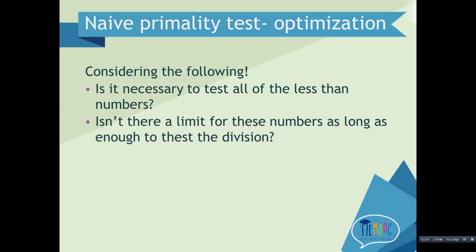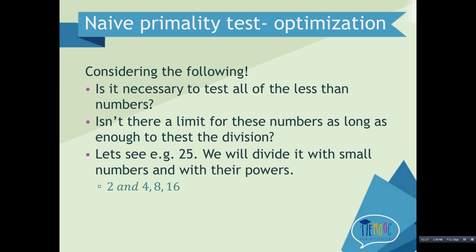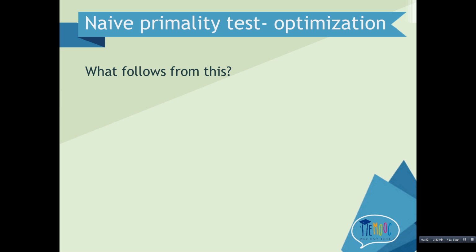Let's see the number 25. If we start dividing it with the numbers which are smaller than 25, then we will divide it with some numbers whose power is also less than 25. For example, if we divide it with 2, then we will divide it with 4, 8 and 16. If we divide it with 3, then we will divide it with 9. In case of 4, we will do the same with 16. What follows from this? It is enough to do the iterations up to the square root of the investigated number.